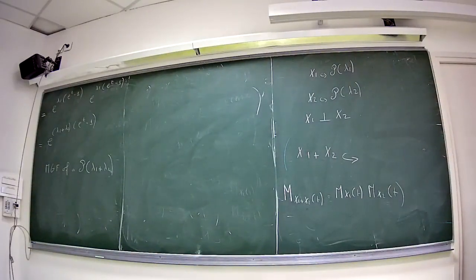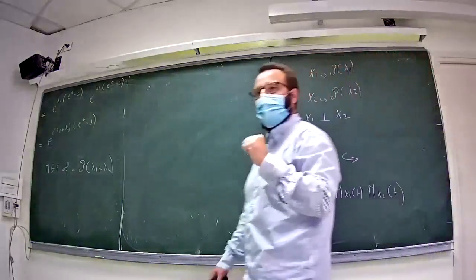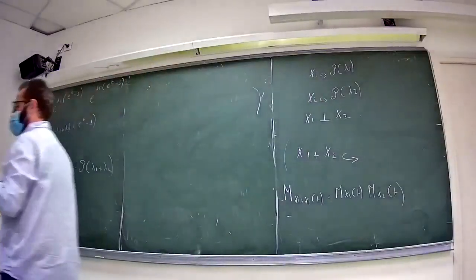I will define next session the moment generating function of a pair. If the moment generating function of a pair is the product of the moment generating functions of each component, then I will have independence. So we will have a powerful tool in order to prove independence through the moment generating function.